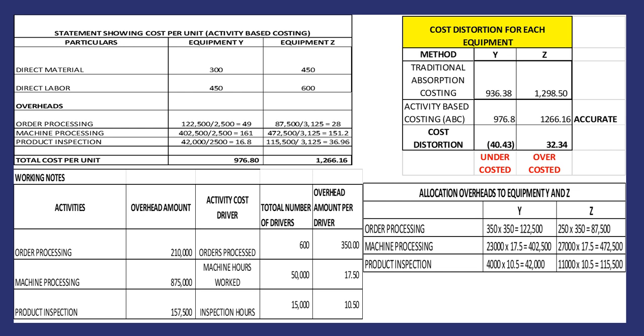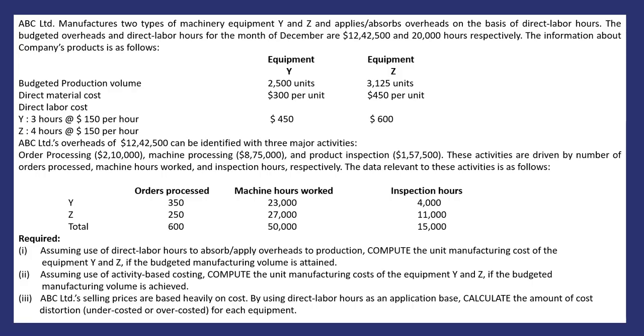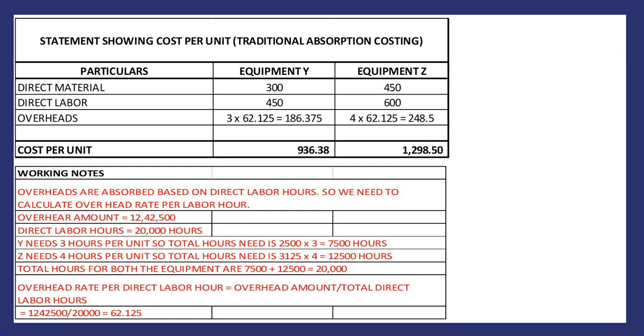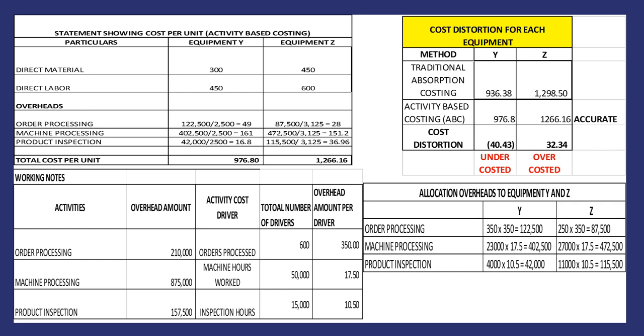So for order processing, we calculated the cost driver rate of 350 per driver, and 350 is multiplied with the number of orders. It is given clearly in the question how many orders they process: Y 350 orders, Z 250 orders. So here I multiplied with 350 and with 250. Number of orders of Y 350, number of orders of Z 250. So 350 multiplied with the overhead amount per driver, rate per driver.